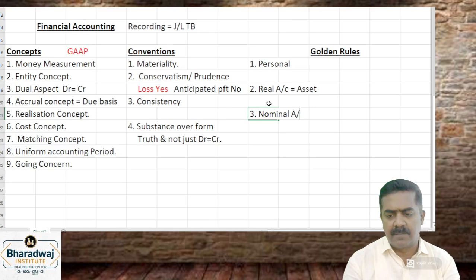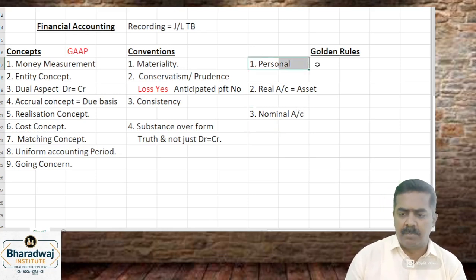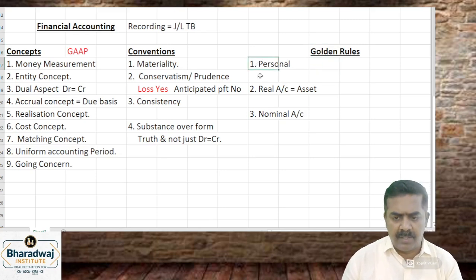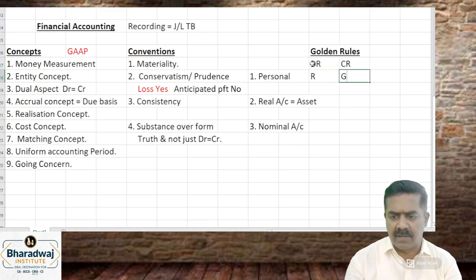Maintain the business. That is called which one? Nominal accounts. Personal accounts, what will you debit, what will you credit? Because accounts is to do with debit and credit. Of course, debit the receiver, credit the giver. Real accounts, whatever comes in you debit, whatever goes out you credit.